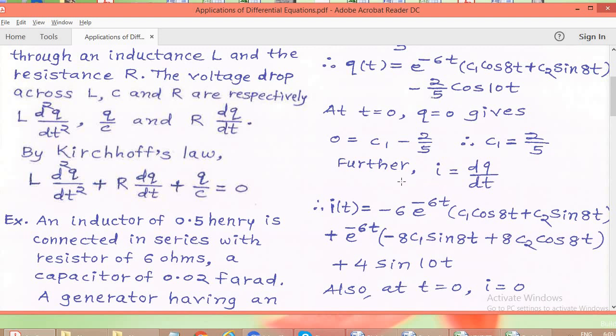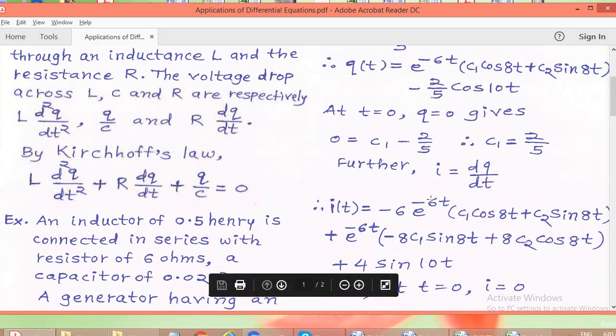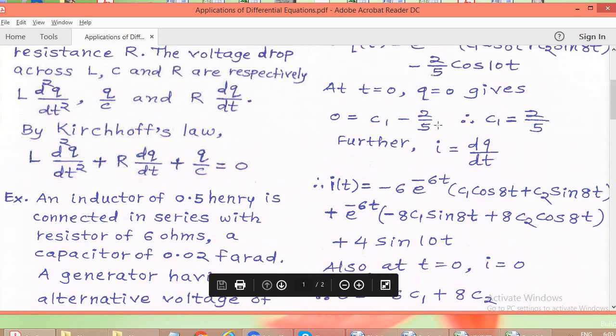Next we consider I, that is dq by dt, which is also equal to 0 initially. Before that we will have to find I using the formula dq by dt. Differentiating this, we get the derivative of the first part e to the power minus 6t into minus 6, second part as it is, plus first part as it is into the derivative of the second part, and that will be minus 8c1 sin 8t plus 8c2 cos 8t, plus 4 sin 10t.